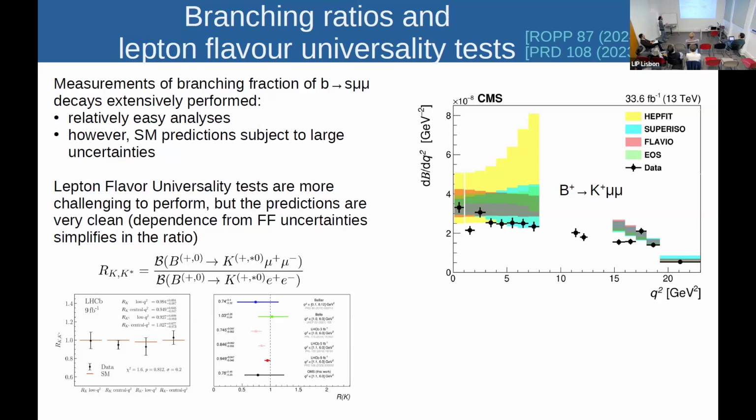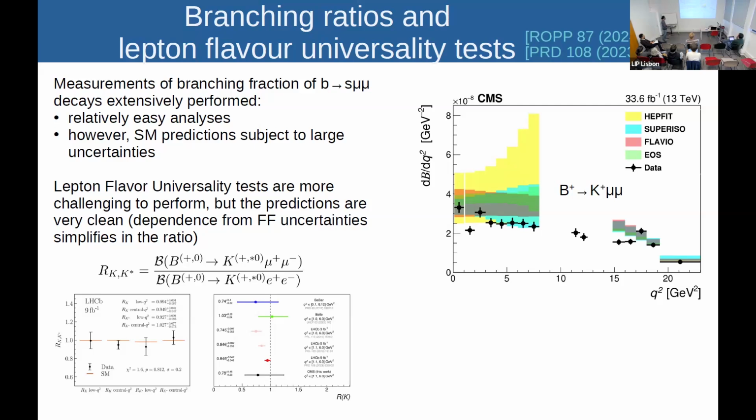So this is what we call R, and the benefit is that in this ratio, all the uncertainties coming from the form factors are simplifying, and so the theory prediction is very clean. This is more challenging to perform experimentally because indeed we have to work with electrons that are a bit more tricky, but okay.